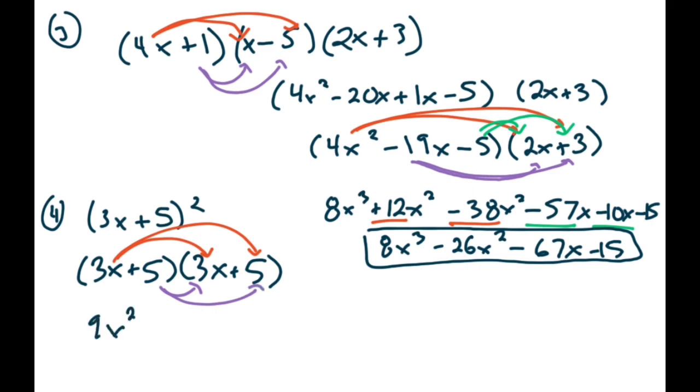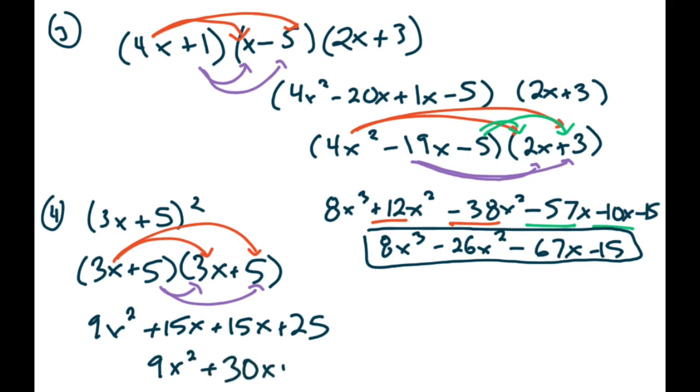To get 9x squared plus 15x plus 15x plus 25, which would turn into 9x squared plus 30x plus 25.